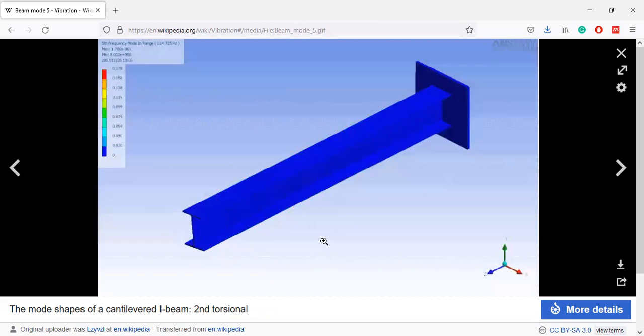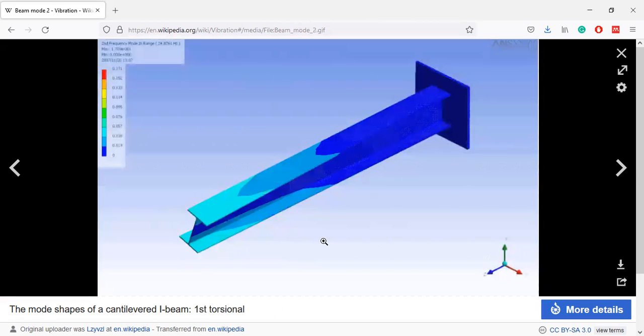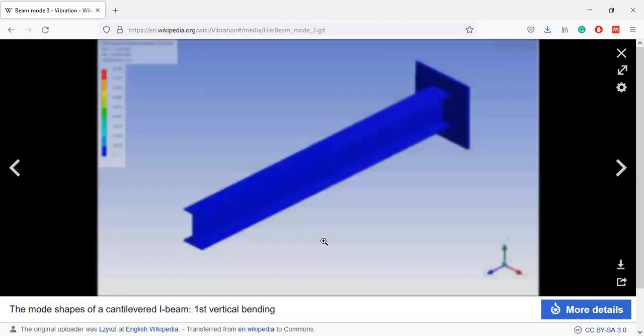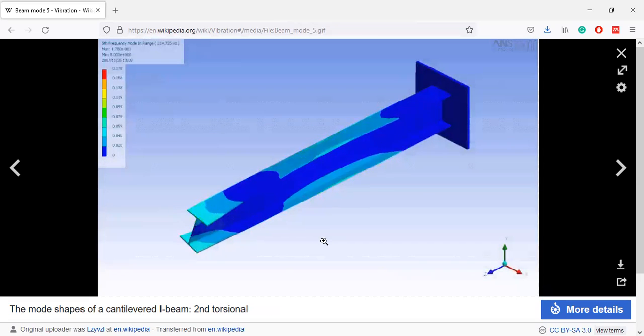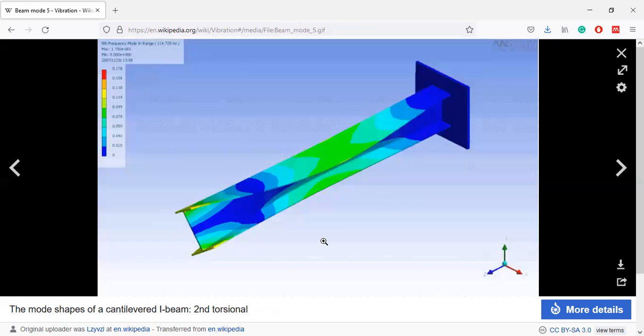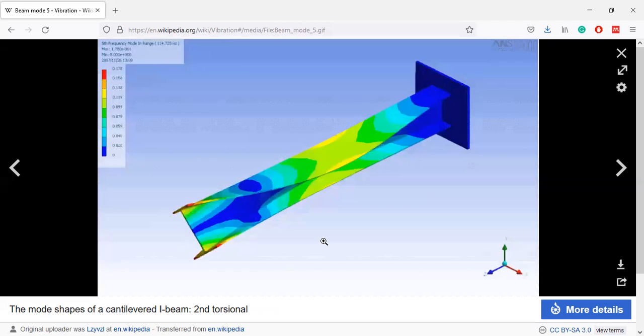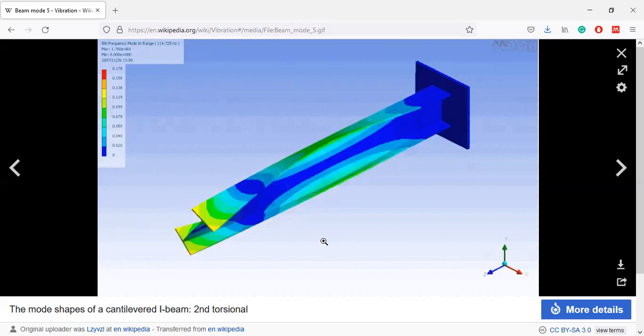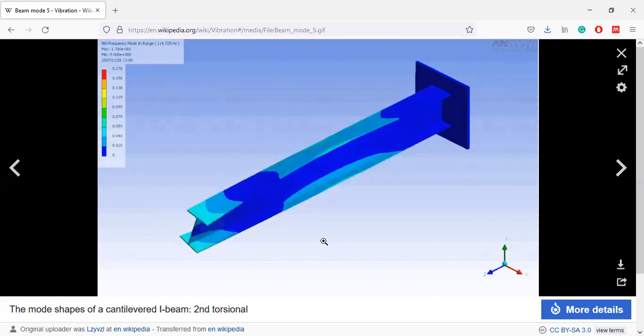So this is also the second torsion. We have this first torsion. This is the first torsion, the first mode of vibration we call. But when we come to here, this is the second mode. The mode difference is there. So in vibration analysis, knowing the various natural frequencies of the system is one of the important things, and then identifying the mode shapes of vibration is also another important thing.